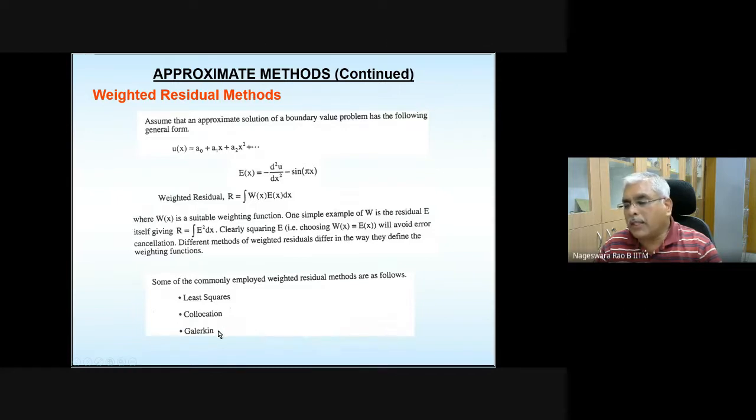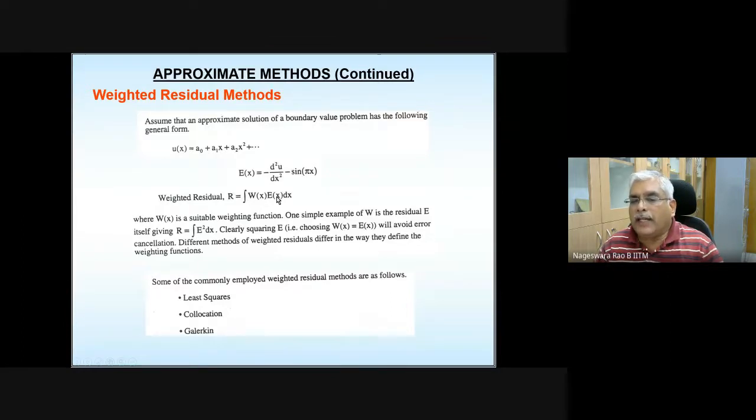In the Galerkin method, we are going to use some function of the coefficients itself. So we will see each of these methods. Okay, let's go through this.